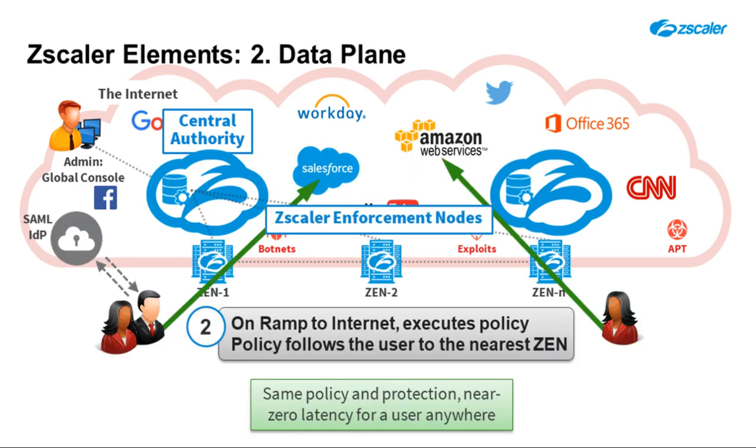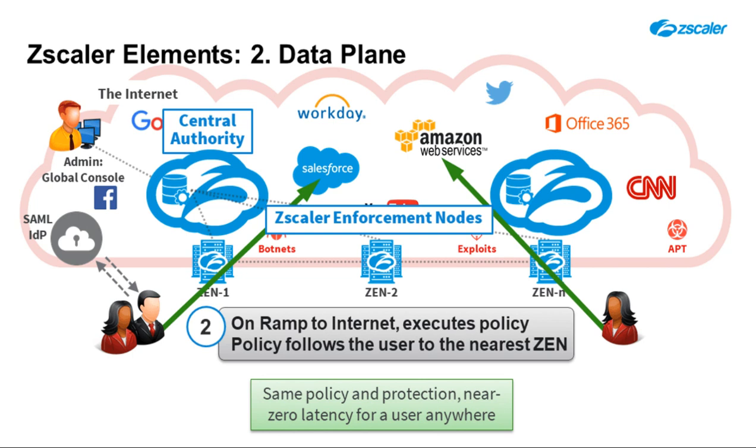When your users actually go out to the internet, they go through what is called a Zscaler Enforcement Node, or ZEN. The requirements on the enforcement node are very different from the requirements of the Central Authority. The enforcement node is a high-speed inspection and policy enforcement device. It does not need to know that the user is Joe or Sarah from company X or Y. It needs an ID, and it needs that user's policy.